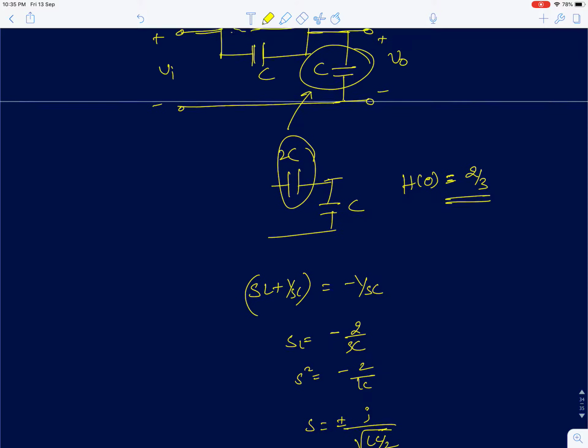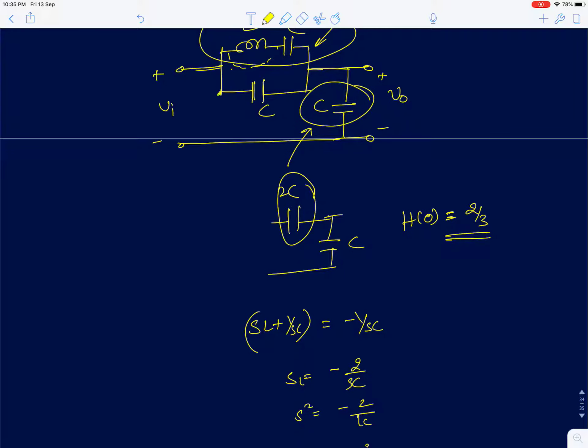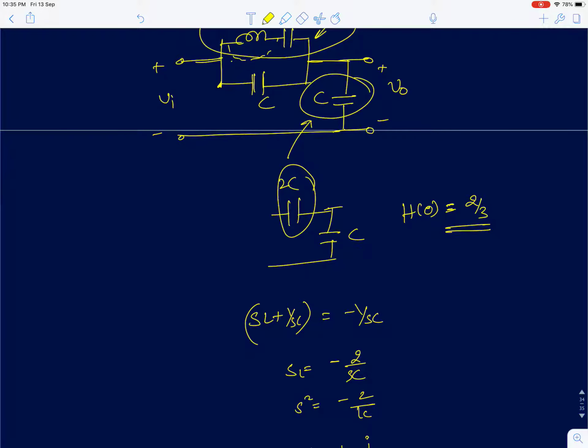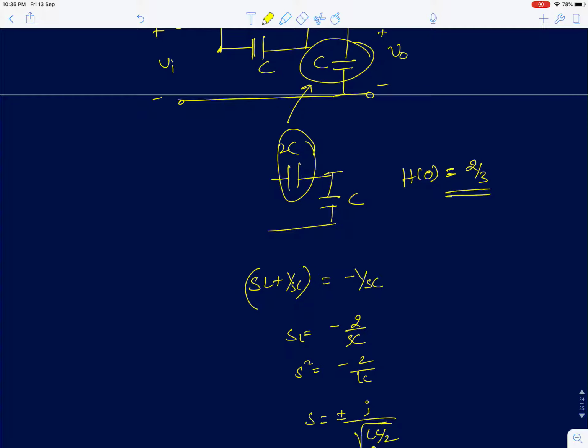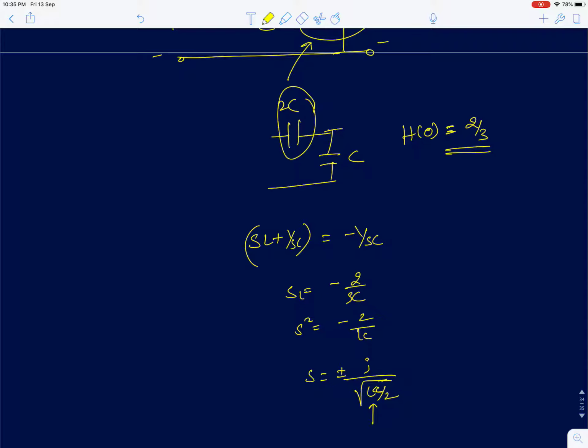Okay. So when you have a big network of impedance that has just one inductor and many capacitors, you just have to find when it blows up to infinity. Just find the effective capacitor seen by the inductor, and you will get that value. So this is your plus minus j omega z, and your omega z is 1 by root of LC by 2.